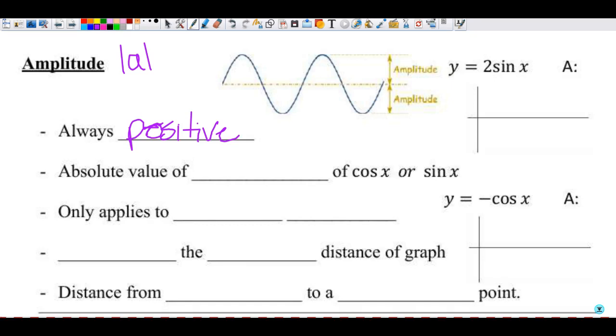The absolute value of the coefficient of sine of x or cosine of x. So your amplitude here, if we look at y equals 2 times the sine of x, it's the absolute value of that coefficient there. So the absolute value of 2 is just 2. Okay. If we go to graph this, now let's just look at the parent function first.